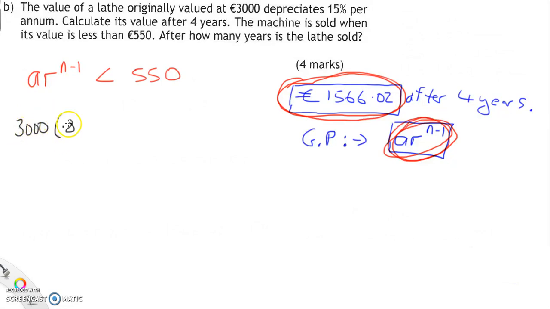R is going to be 0.85. And the only thing we don't really know is n. So we're trying to figure out what n is going to be to make this whole line of stuff true. So now I'm going to divide both sides by 3000.